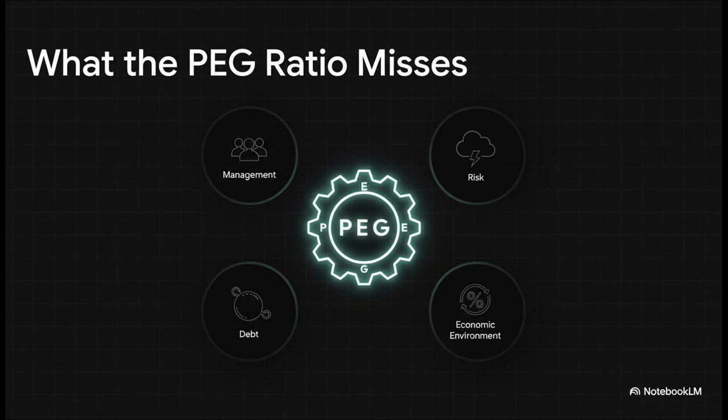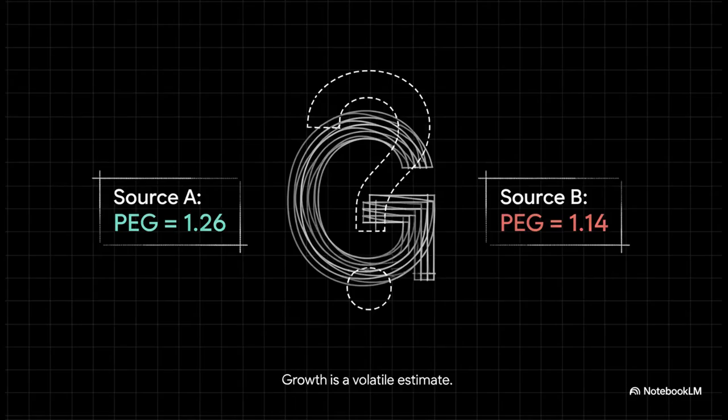It's just a number. It completely ignores things like the quality of the management team, how much debt the company has, the overall risk of the business, or even what's happening in the broader economy with interest rates. And let's talk about that big G in the formula, growth. You've got to remember, that's not a fact. It's an estimate, a guess. And those guesses can be wrong, and they can change in a heartbeat.